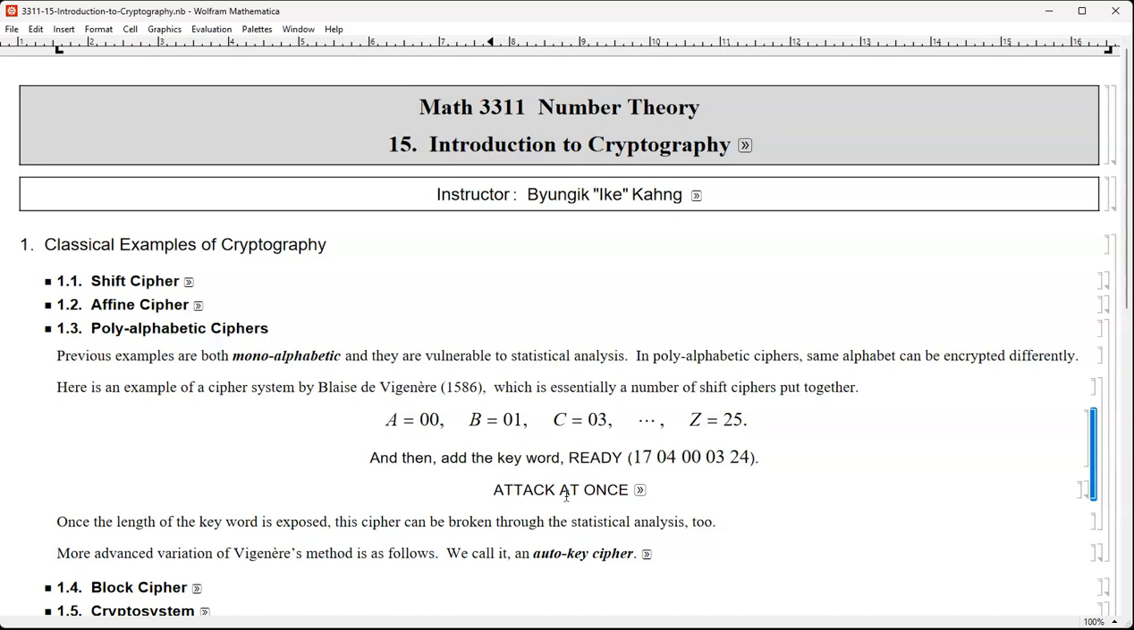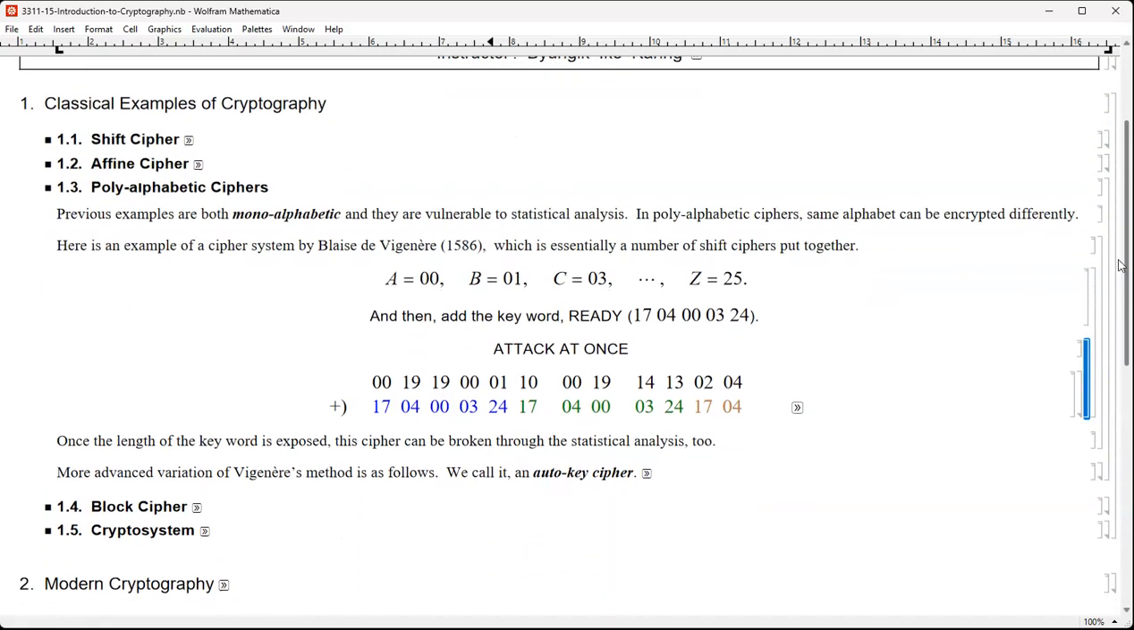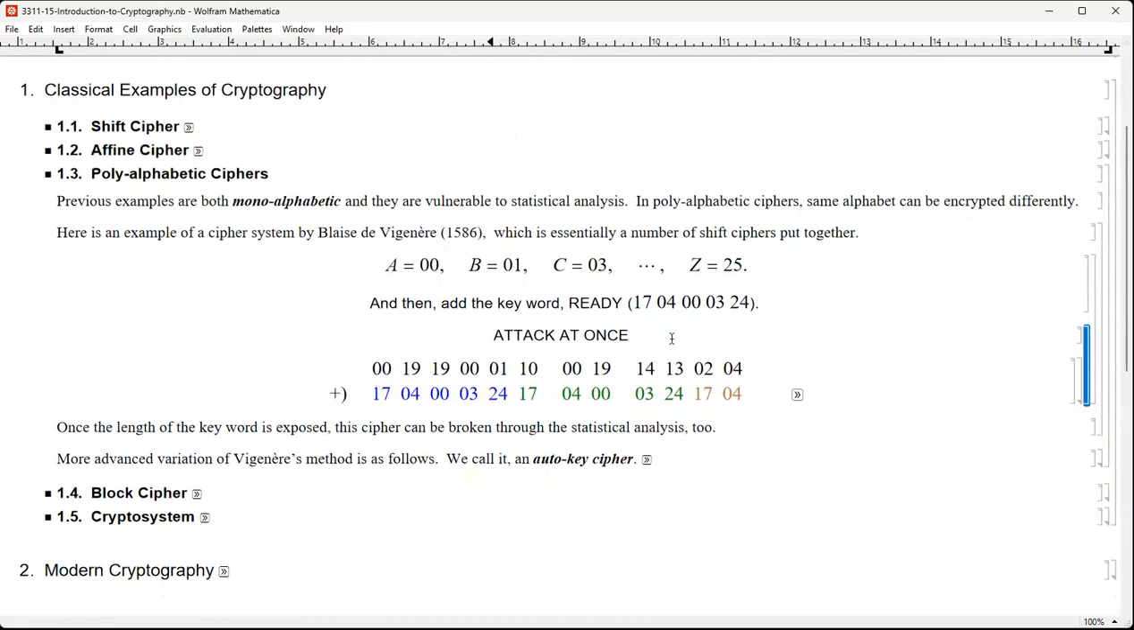Here's an example: attack at once. Yeah, it's a fitting example. I mean, in the 16th century, what kind of people used encrypted messages most often? Well, the military used them very typically, so it's a fitting example. Attack at once, and then we add READY as highlighted in blue, and then next as highlighted in green, and then as highlighted in brown, like that.